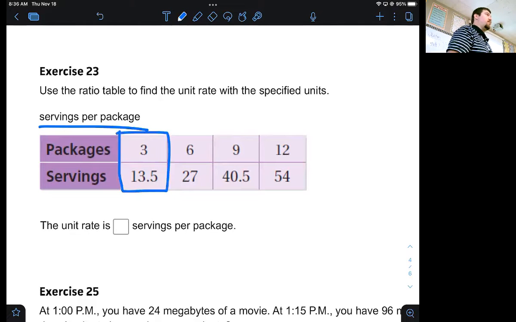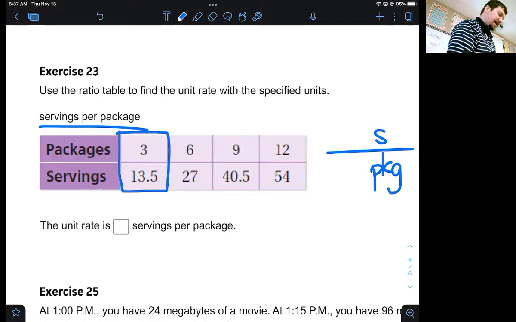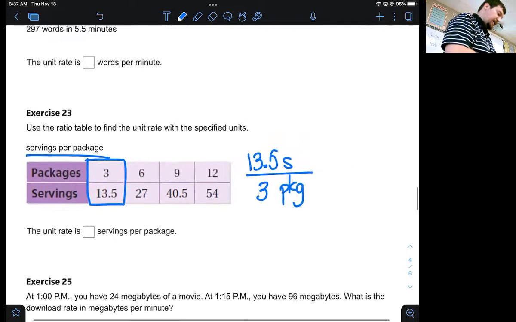Okay, this is what's really important then. Servings per package. That's the order I'm supposed to divide it in. Servings on top, packages on bottom. Okay, Maddie, which of these is the servings number? The 13.5. So we have to invert it so that it makes sense. Not packages per serving, but servings per package. What's the package number for the ratio you chose? 3. You don't like the ratio she chose? You could do the same thing for any of these 4. They'll all give you the same answer. Go ahead and divide it, Maddie, and we'll see what our unit rate is.